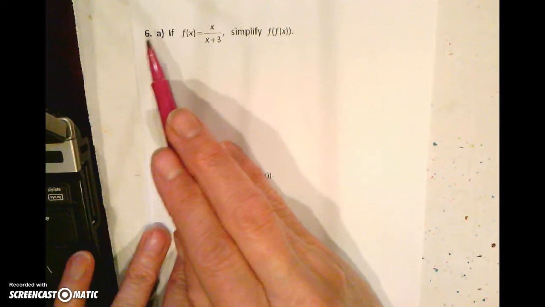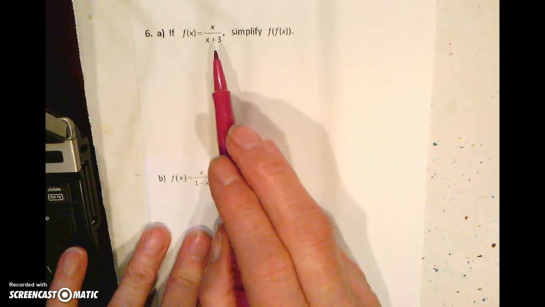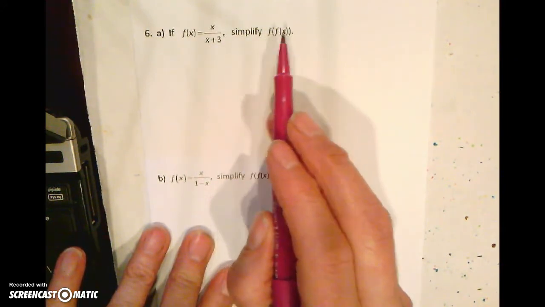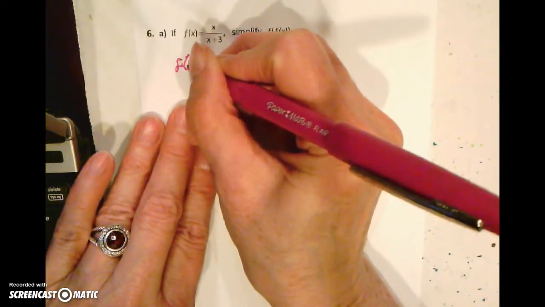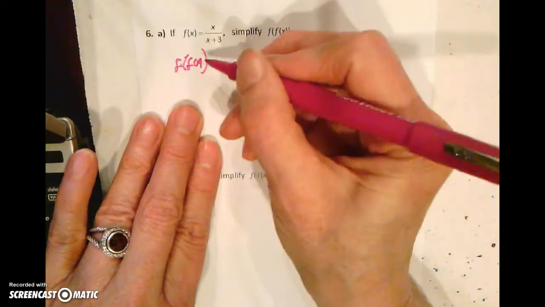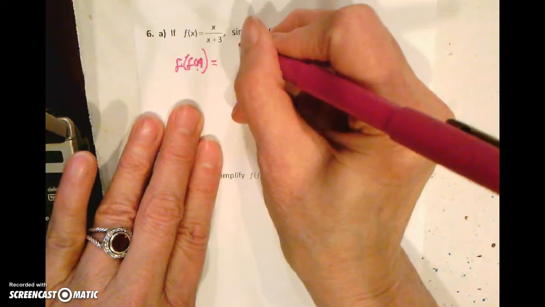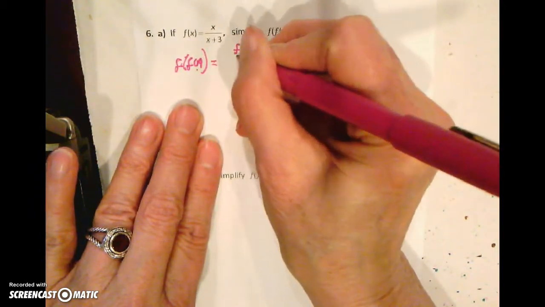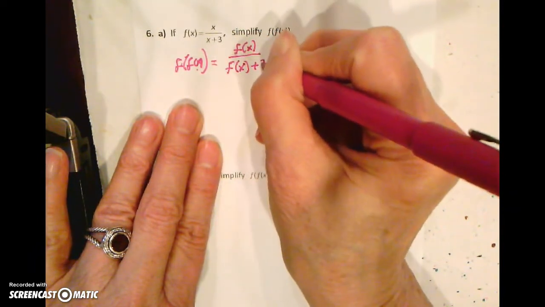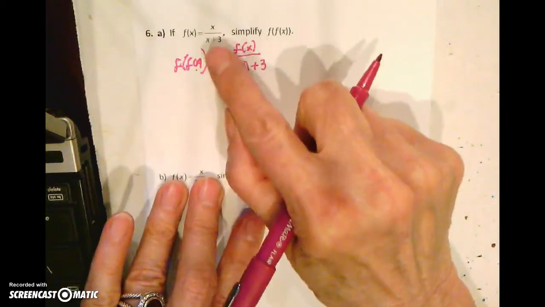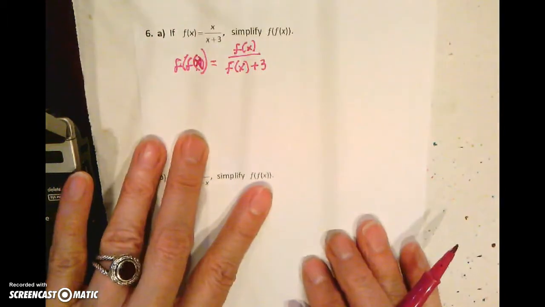Okay, let's skip over to example 6 and figure out if f of x is equal to x over x plus 3, what is f of f of x? So I'm going to write that underneath it. I'm going to have f of f of x. So that means I'm going to take f of x and plug it in for the x every time I see it. So it's going to be f of x over f of x plus 3. So replace the x's with the f of x. That looks really funny. f of f of x.